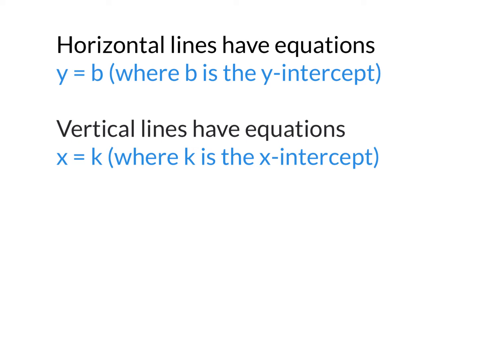First thing we're going to look at is horizontal lines. They will have the equation y equals some value wherever it crosses the y-axis. And vertical lines will have the equations x equals, and that's wherever that vertical line crosses the x-axis. So a couple of quick examples.